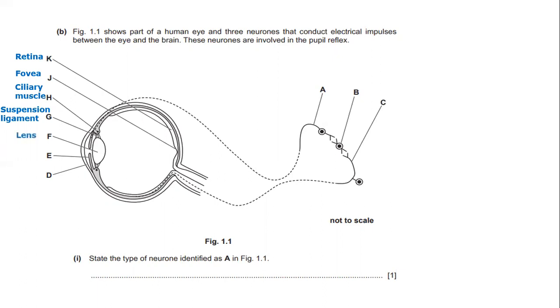F is a lens. E is iris circular muscle, which is the colored area of your eyes that surrounds the pupils, and the function is to control the amount of light that enters the eyes. And D is the cornea. Cornea is the outermost lens, which controls and focuses the entry of light into the eyes. The question is, state the type of neuron identified as A. A is the motor.